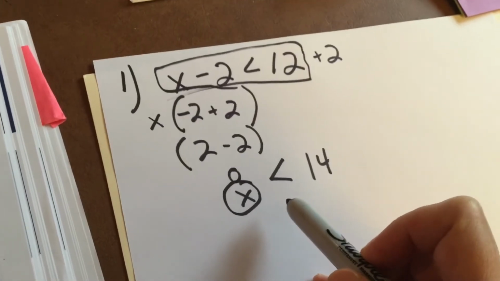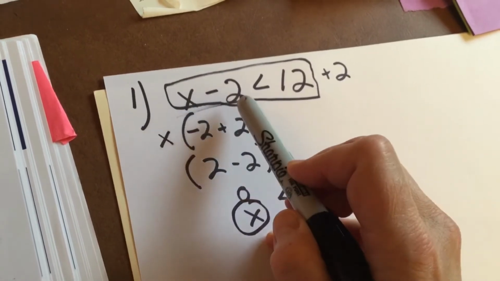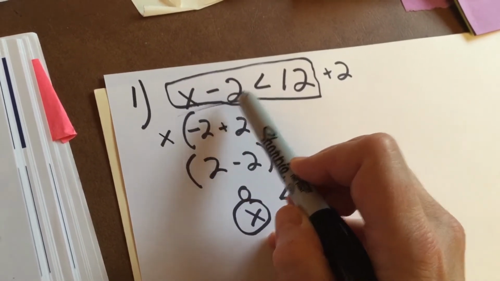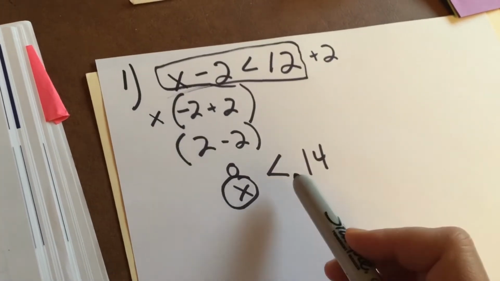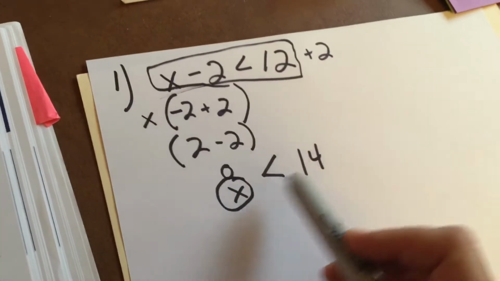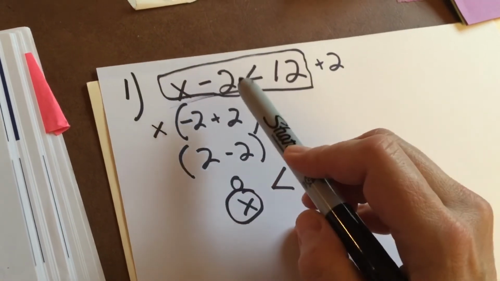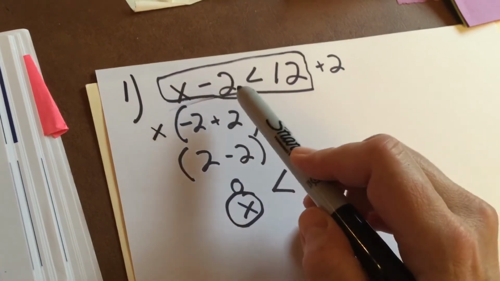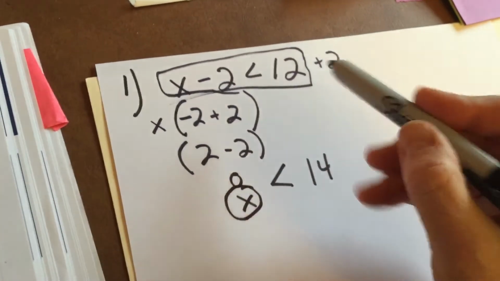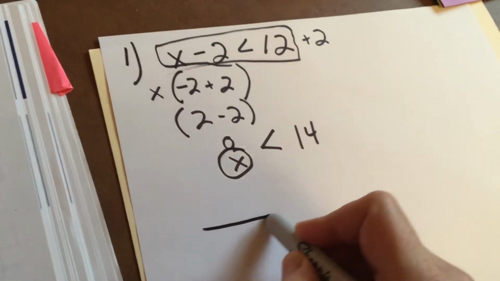x is anything less than 14. So let's pick 10. Can I plug in 10 for x? 10 minus 2 would be 8. Is 8 less than 12? Yeah. Let's plug in another number. How about 0? 0 is less than 14. 0 minus 2 is less than 12? That would be negative 2 is less than 12. Yeah, that's great.